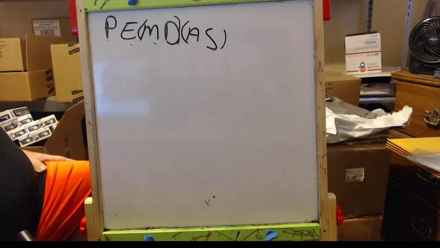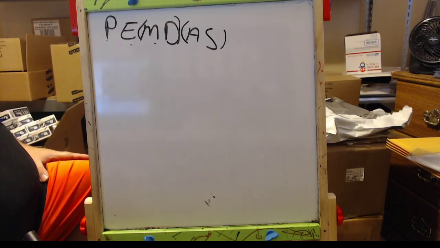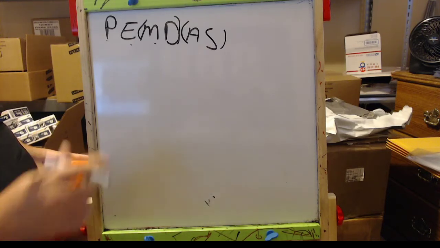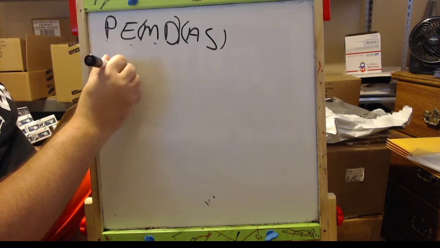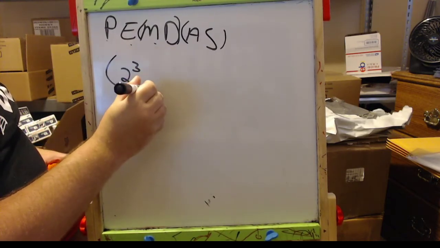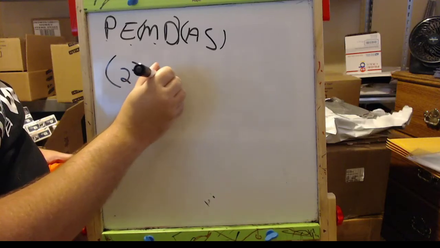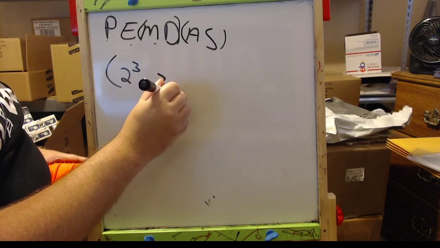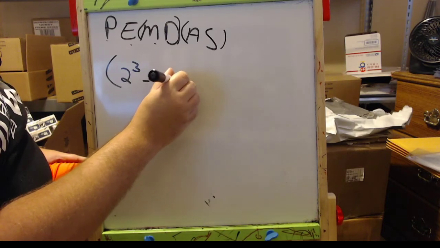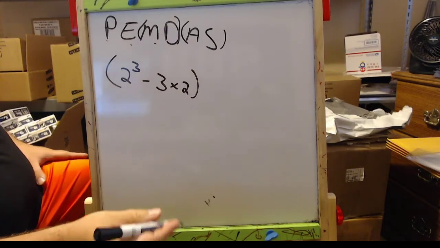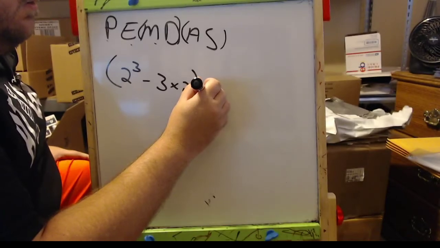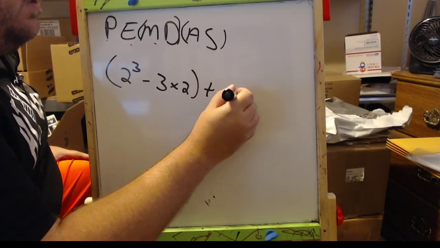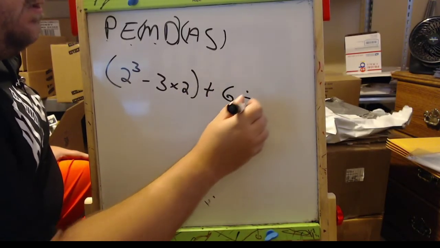Okay. Let's do one more. Let's do 2 cubed minus 3, okay, times 2 in parentheses plus 6 divided by 2.